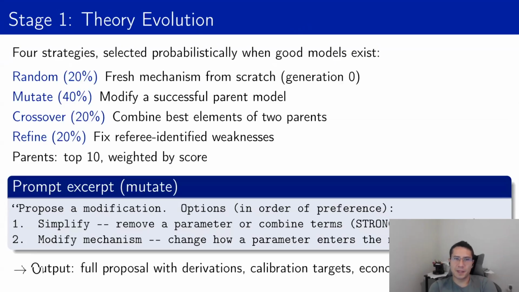The theory evolution would be roughly around 20% fresh mechanisms from scratch, mutate a successful parent model, combine the best elements of two parents, or fix referee-identified weaknesses. And then for the parents, the top 10 weighted by score, the prompt would be, for example, propose a modification, with options in order of preference: simplify, so remove a parameter or combine terms. Right, so you want the same quantitative output but with fewer parameters, like trying to improve the theory or modify a mechanism in that sense, right?